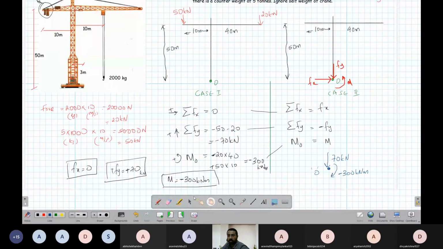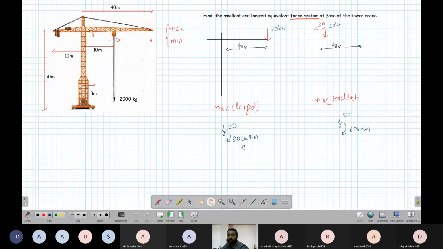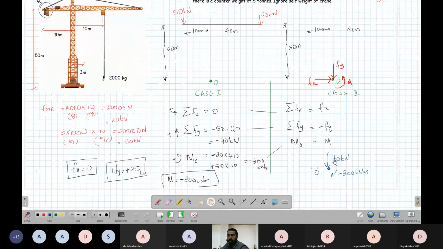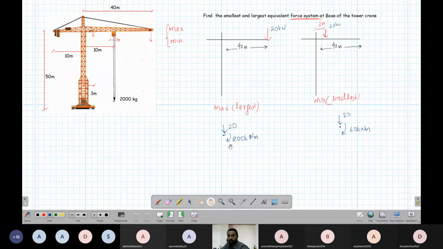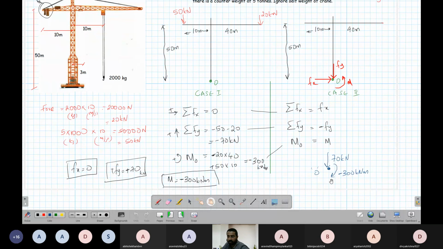Now, what is the advantage? In the case of maximum 820, with a counterweight, we observe that the vertical load has increased, but the moment has reduced drastically. If it was 800 at the moment, now it is 300 at the moment, so this minus I will remove.